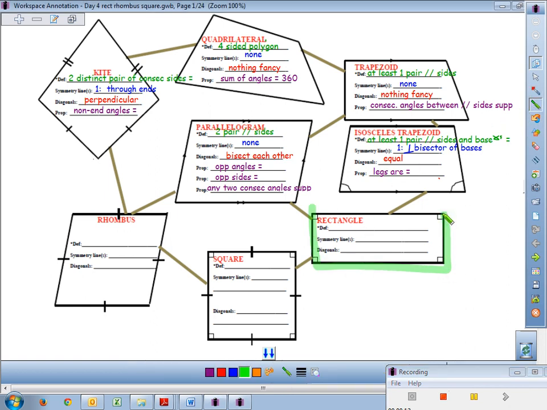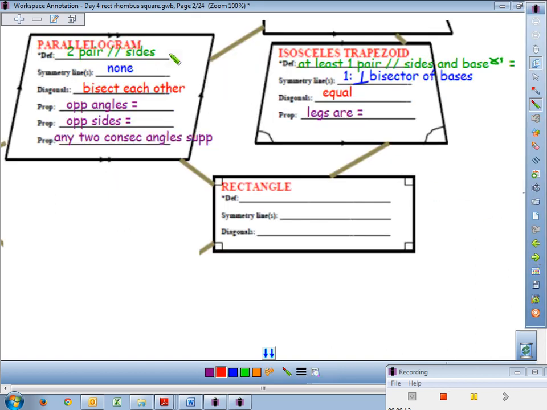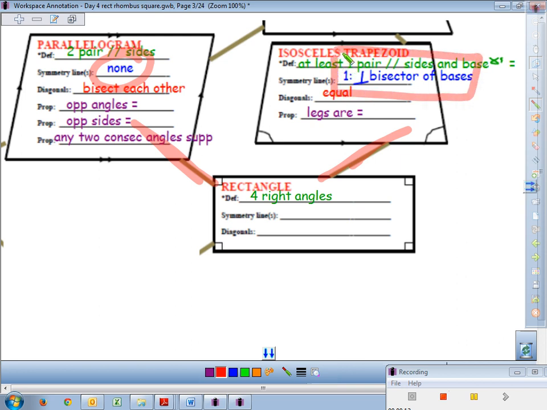So let's pick on the rectangle first. You can see that the rectangle comes from the parallelogram and the isosceles trapezoid, so those are the parents. All we have to do is put the properties together. Obviously the first thing is the definition: it's got 4 right angles. When it comes to symmetry lines, though, we look to the parents. The parallelogram has no symmetry lines. The isosceles trapezoid does have symmetry lines, so that means that a rectangle will have symmetry lines.